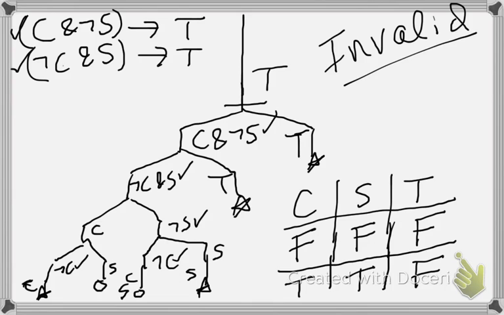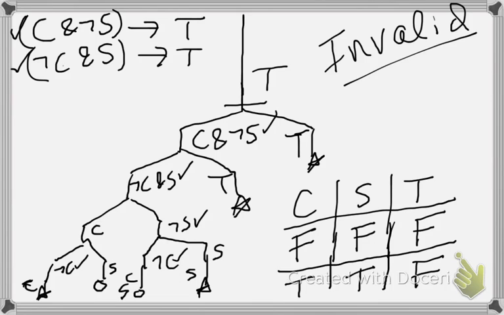We can check both of these counterexamples and see if they in fact make the premises all true and the conclusion false. If C is false, then the antecedent of this conditional is false, and so the conditional as a whole is true. Likewise, if S is false, then the antecedent of the second premise is false, and thus the conditional is true. And T is false makes the conclusion false.